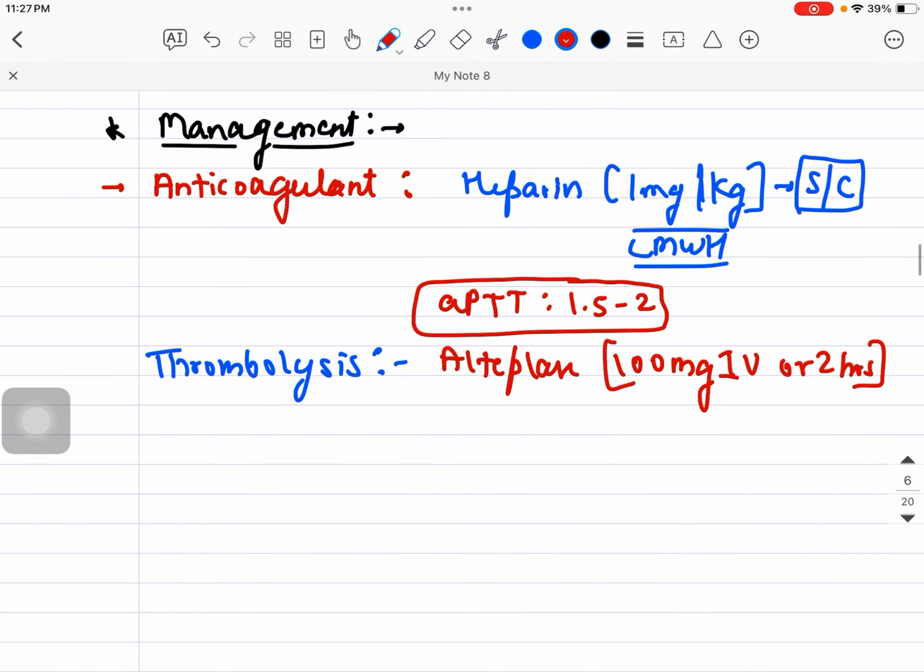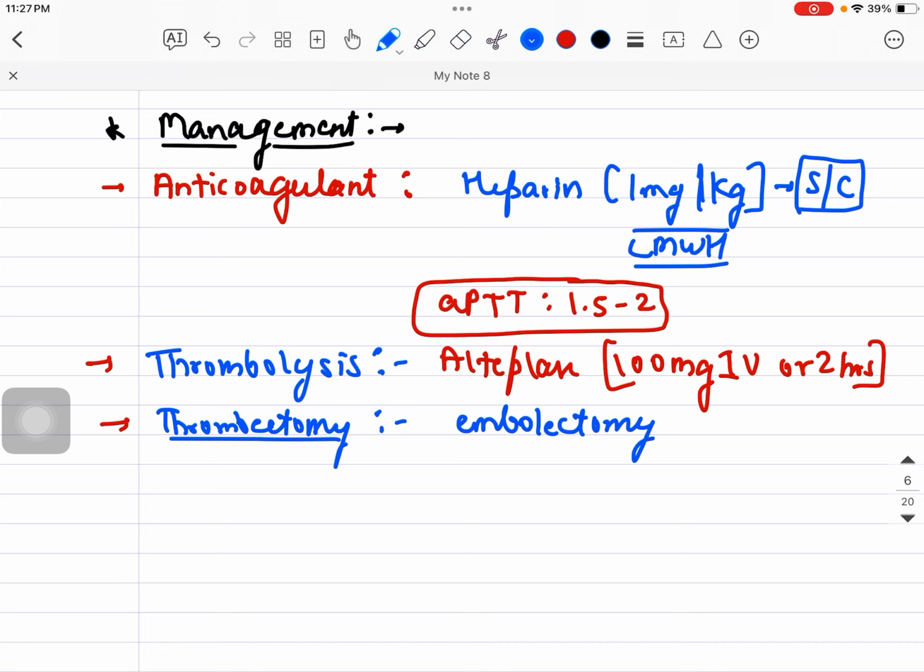And obviously after that, what we need to understand is that we shall go for the thrombectomy, right? If nothing is working out, or the thrombus or the embolus is much bigger, then we shall go for the thrombectomy, I mean the embolectomy, where we are removing the embolus basically. So that is the thing over here.